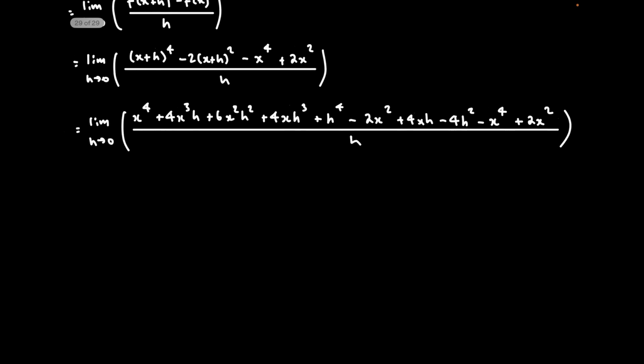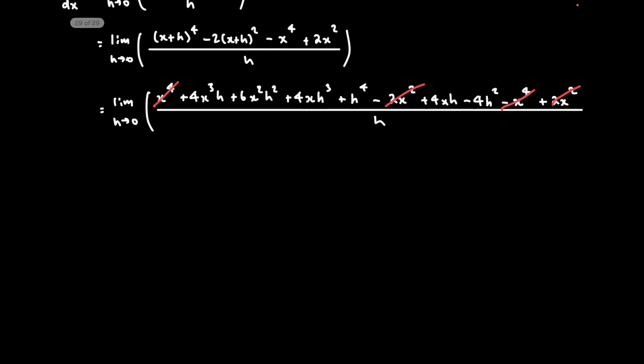Yuck, what a disgusting equation we have here. So what can we cancel? That's the first thing I want to look at. I can see that we can cancel out an x to the power of 4. I can also see the 2x to the power of 2. And that is about the only thing that I can see in this entire equation.